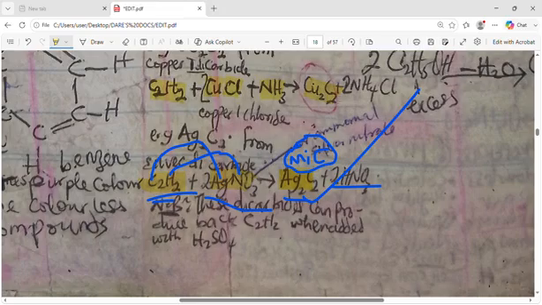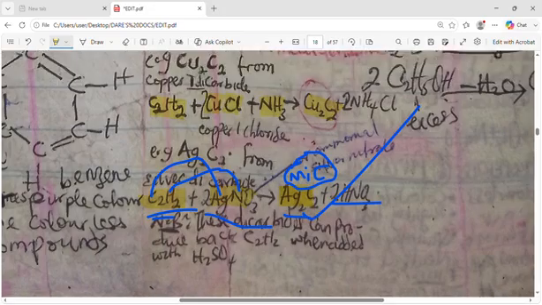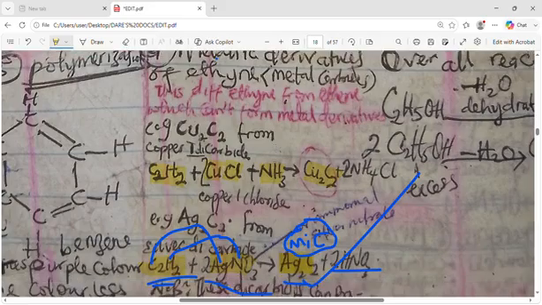So these metallic derivatives are found when we add copper chloride and ammonia to ethyne, or we add silver nitrate to ethyne. We get these metallic derivatives, copper carbide, silver carbide, but we never get it when we add them to ethane. So these are the differences we can bring out when we are differentiating between alkane and alkyne.